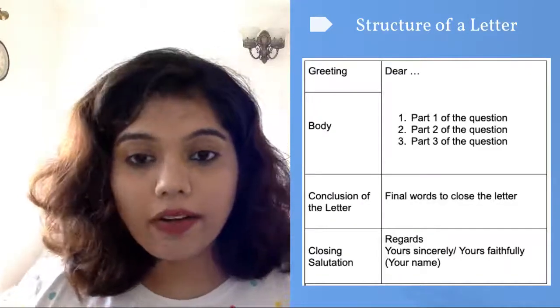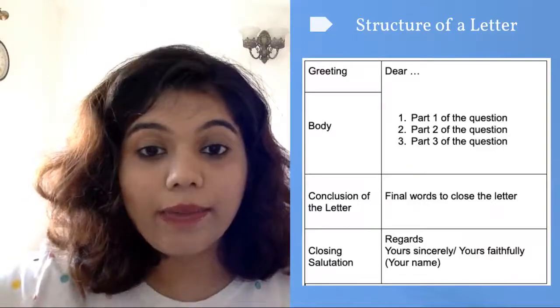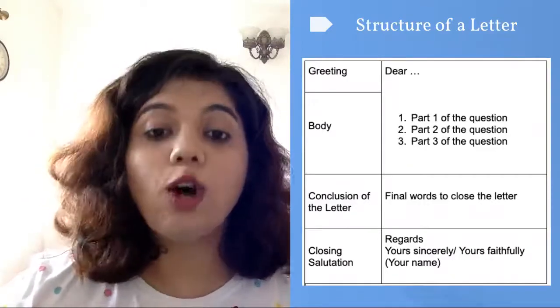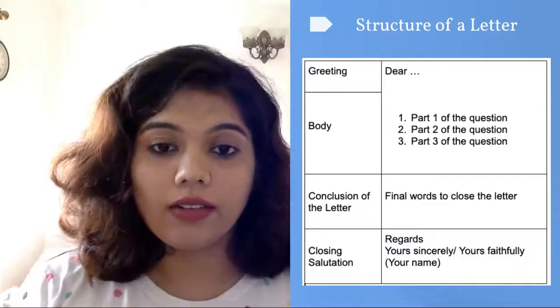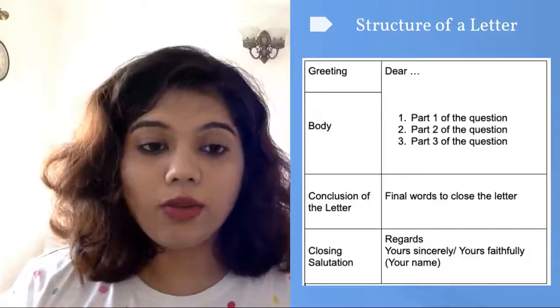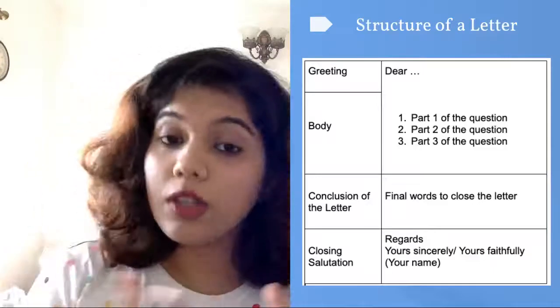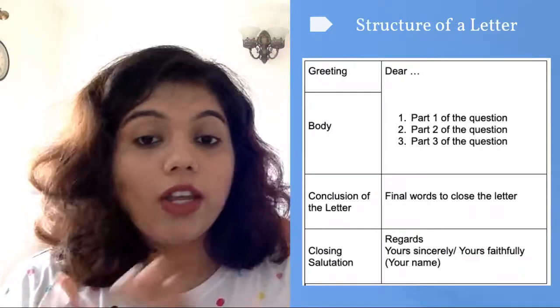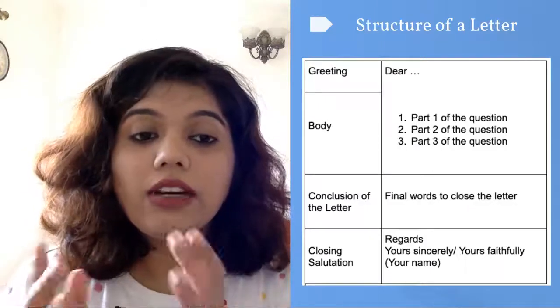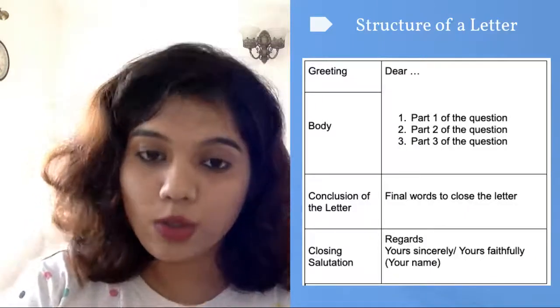You must write these in paragraphs so that it is easy for the examiner to read what you have written and comprehend it. Now, then comes the conclusion of the letter. A lot of people get confused about whether the conclusion is supposed to be a fourth paragraph or a part of the third paragraph. Don't get confused here. These are final words that you use to close your letter.